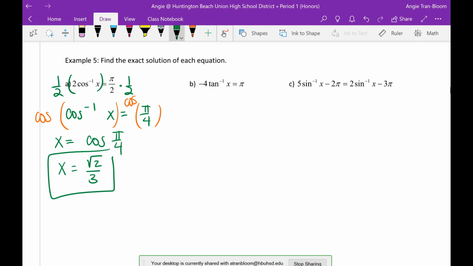Okay, you try B. Oh, by the way, how about this? B and C, which one's easier? B? B's easier? Okay, you try B. I'll let you do the easier one. Once you have an answer, can you share it with your partner?